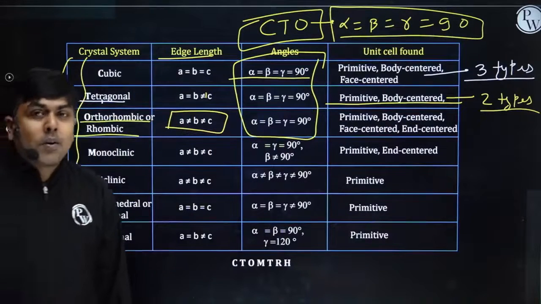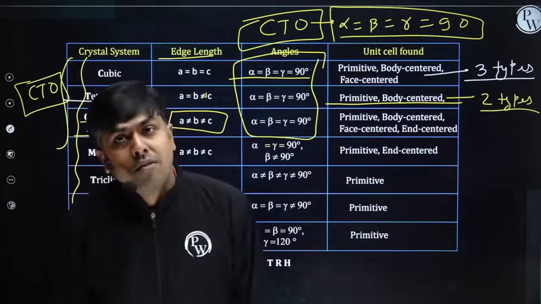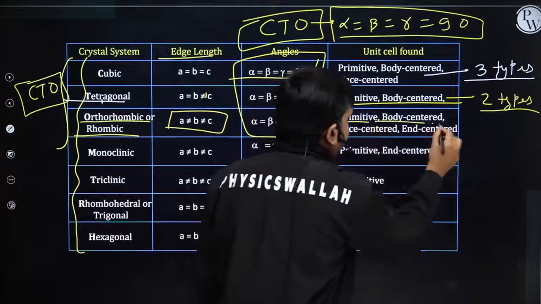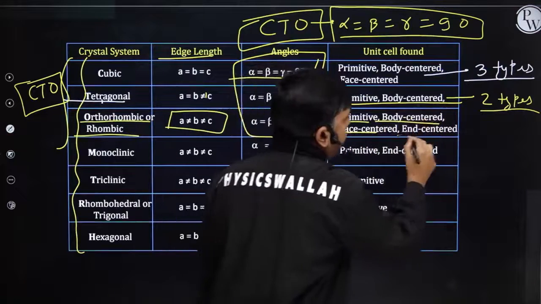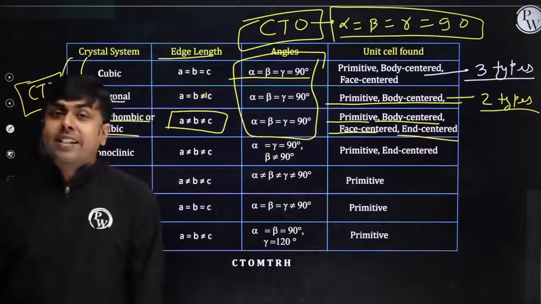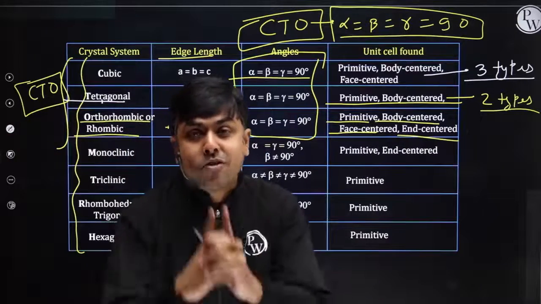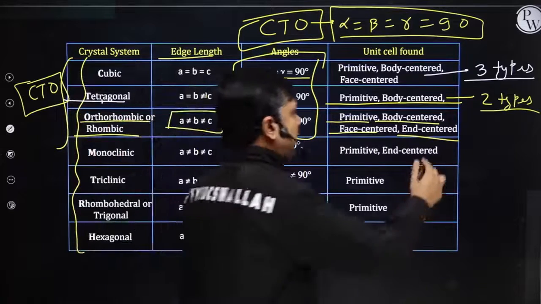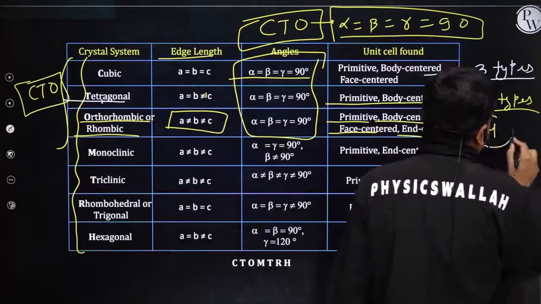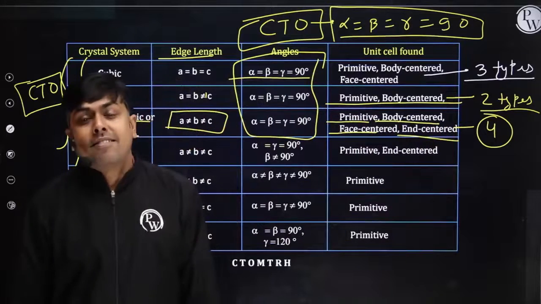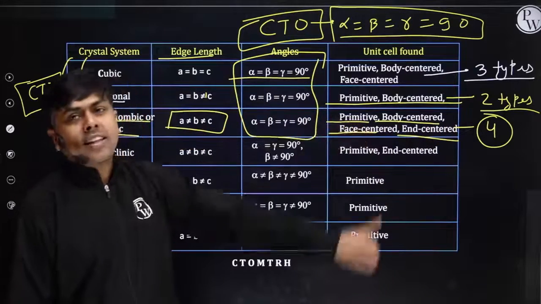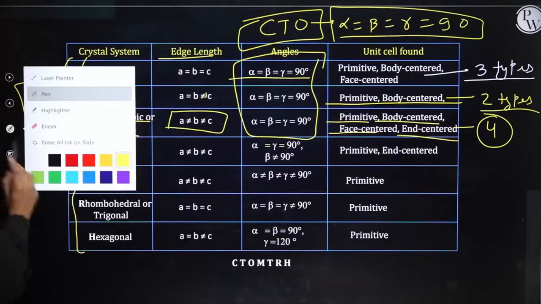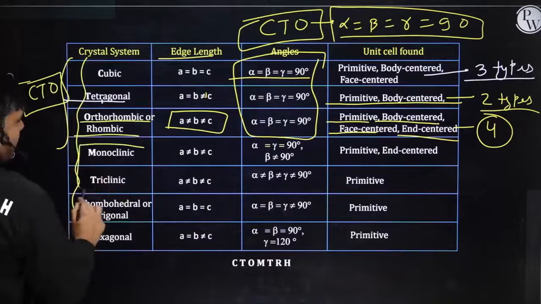If I talk about the different types of unit cell which we find in such a lattice system, the first one is primitive, body centered, face centered and end centered. So this lattice system, orthorhombic, contains the maximum number of unit cells, 4 types of unit cell: all primitive and centered unit cells we find in case of orthorhombic or rhombic.